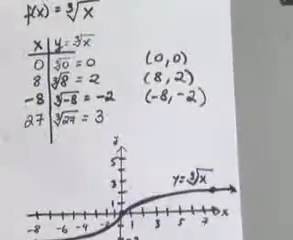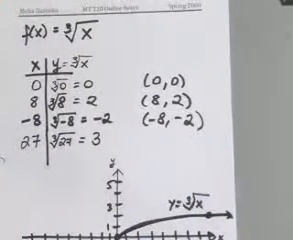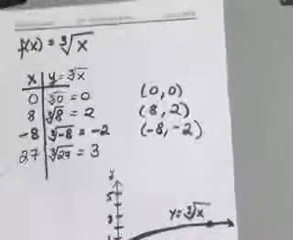So anytime you're trying to graph a radical expression or a radical function, go with this format of trying to find the tables and then use those points to plot your graph.